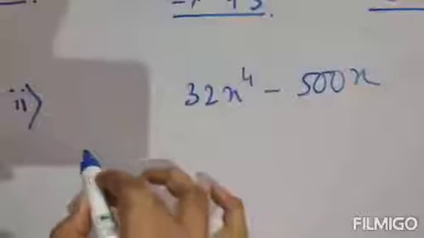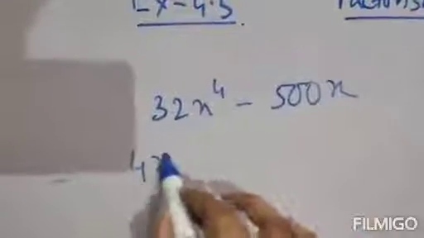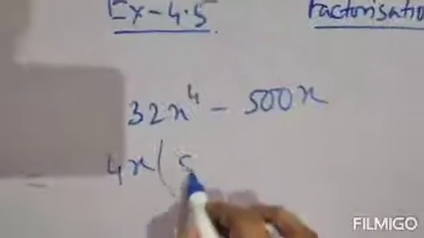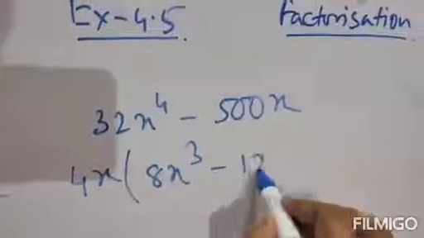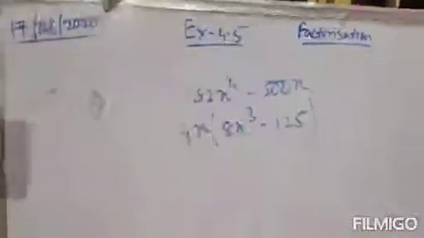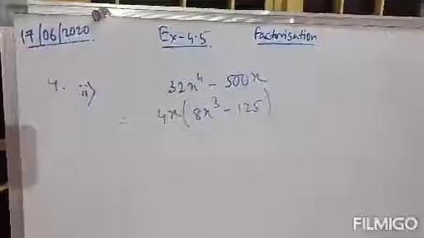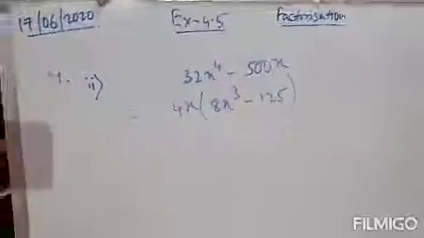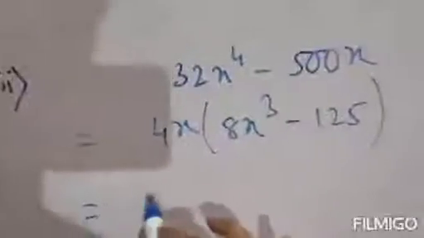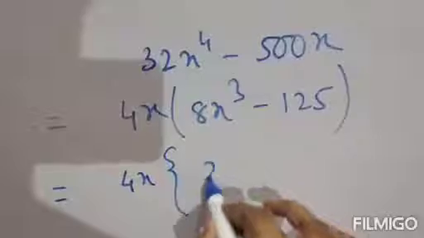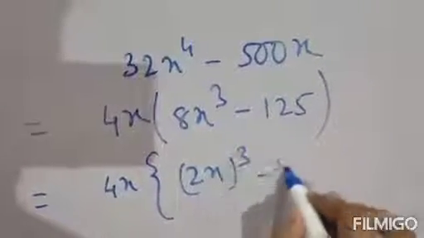So you will take 4 as a common. Also we can take x as a common. That means this is 8x to the power 3 and this is 125. Clear? That is 4x into 8x to the power 3, that is 32x to the power 4, and 4 into 125, that is 500, and x, that is 500x. Now split this into cube form. There is 8x cube minus 5 cube.